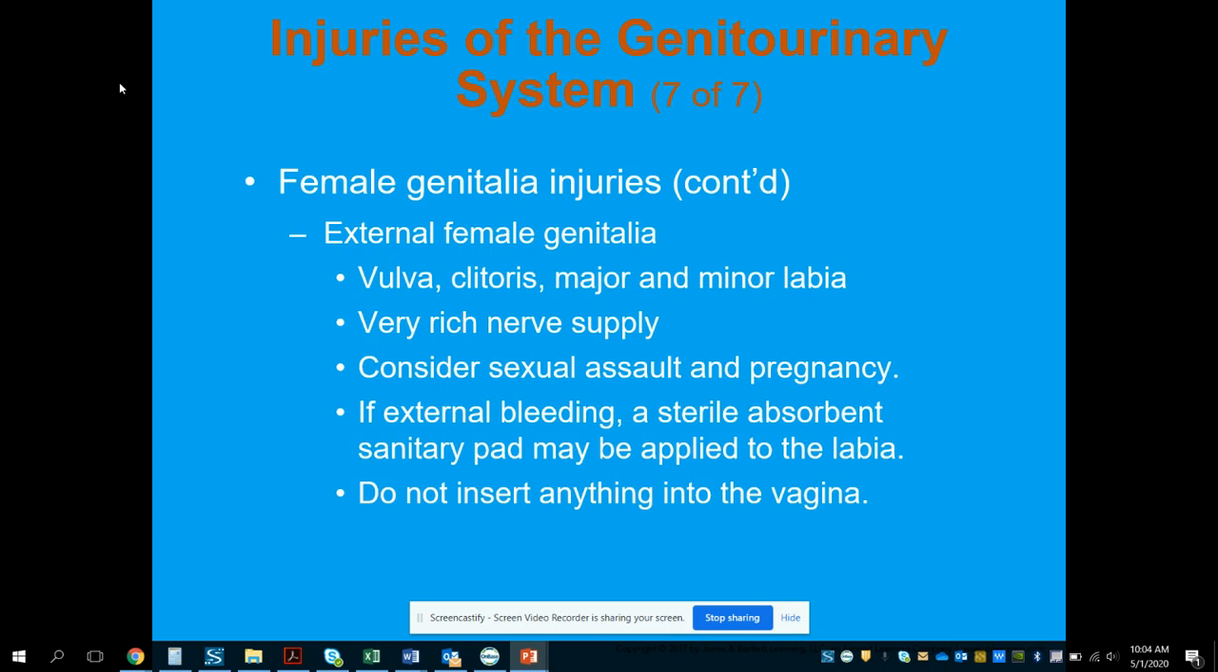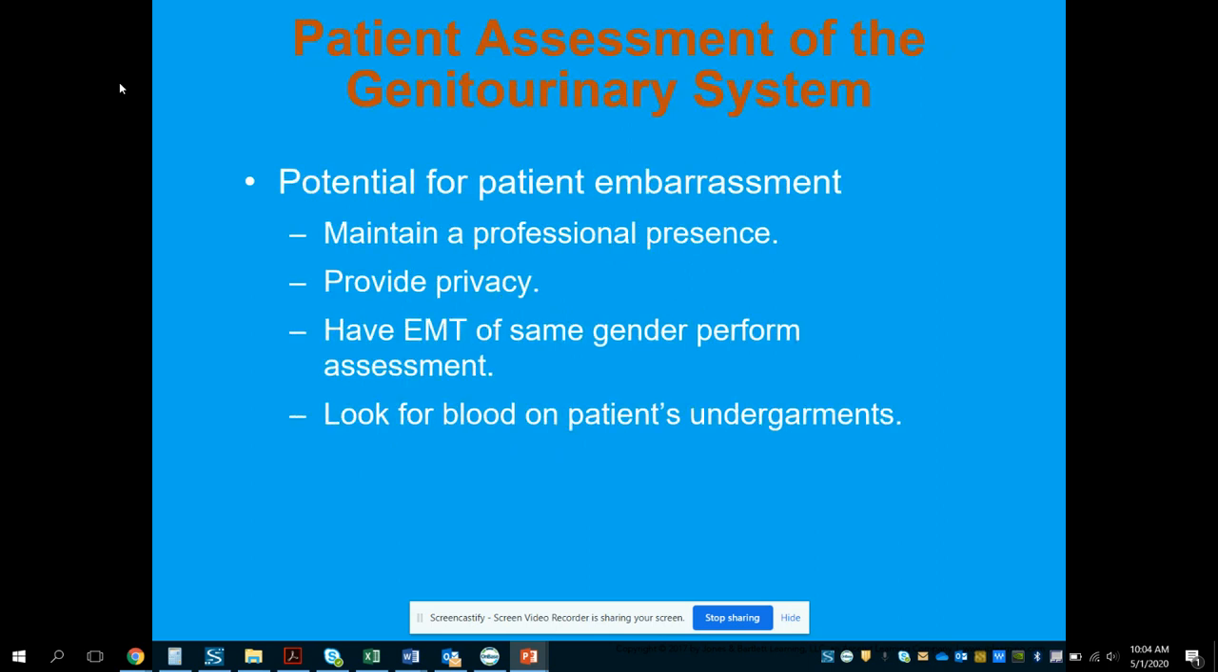We do want to consider sexual assault and the potential for pregnancy. If there is any external bleeding, then a sterile, absorbent, sanitary pad can be applied to the labia, but we never want to insert anything into the vagina regardless of the amount of blood loss. So this could be a very embarrassing situation for the patient, so we want to maintain a professional presence, provide privacy, have an EMT of the same gender performing the assessment whenever possible.